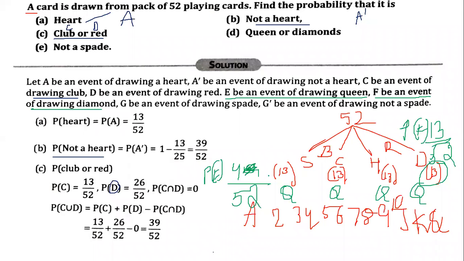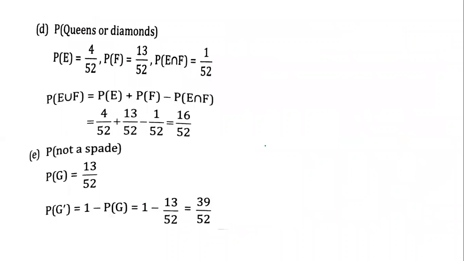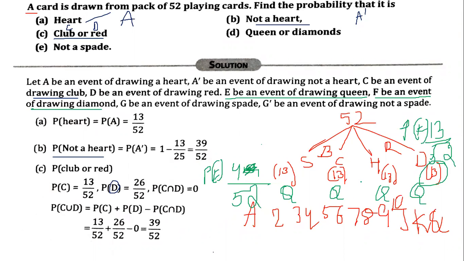Okay, now what is common in these two? Queen card and diamond card. There is a queen card even in the diamond cards, correct? There is one queen card even in the diamond cards. So the common element, E intersection F, is 1 by 52. I will repeat it again. Listen carefully, because you have something common here. You might get confused.